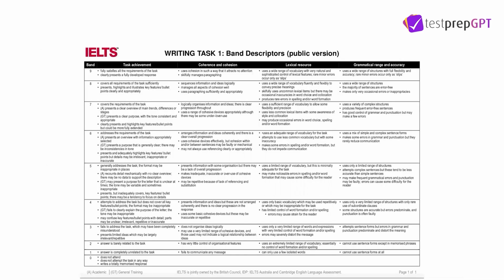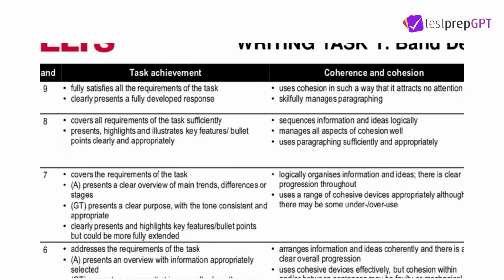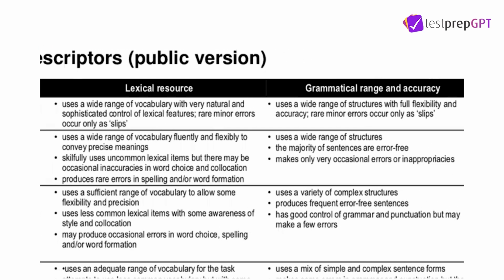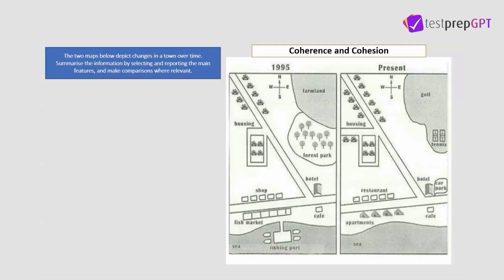Coming back to the band descriptors, to get band score 7 and above, you need to be describing all of the key features to get good task achievement. It needs to be coherent, not just good paragraphing, but logical explanations that are clear and understandable by the reader. Lexical resource, natural expression, good use of collocation, and then grammar must be quite error-free to get band score 7 and above. So let's start with coherence and cohesion.